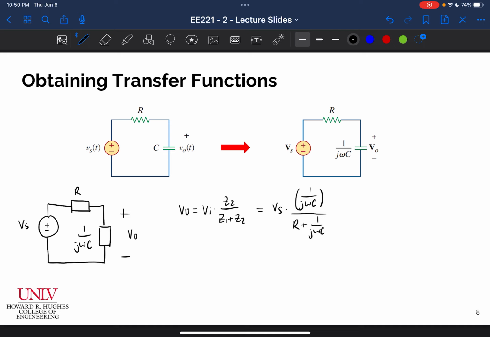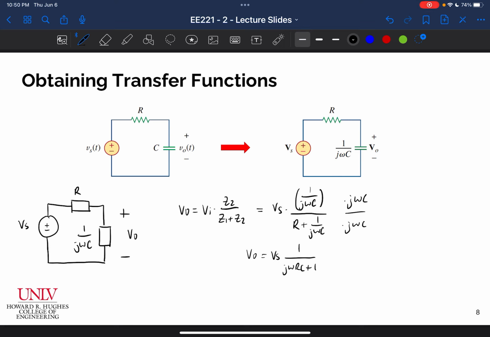Okay, now this looks pretty ugly, but we can make it nicer if we multiply the top and the bottom by J omega C. Okay, so that doesn't do anything to our expression. We're basically multiplying by 1. But we can get rid of the fractions by multiplying the top and the bottom by J omega C. Okay, so V out is equal to Vs times the top is just going to go to 1. And then the denominator, the first term is going to go to J omega RC plus 1. Okay, that's not so bad.